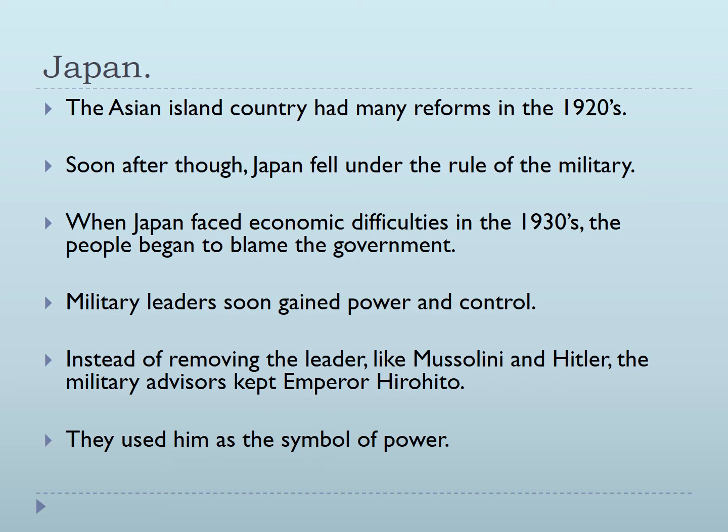However, unlike Mussolini and Hitler, who wanted to remove the current government and the current leaders, the Japanese did not do that. They still kept their emperor, Emperor Hirohito, but they mainly used him as a symbol of power and more of a figurehead almost. The military really had more of the control and say about what went on.